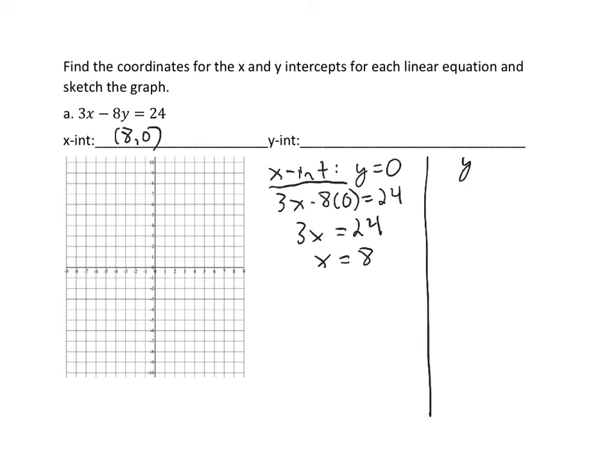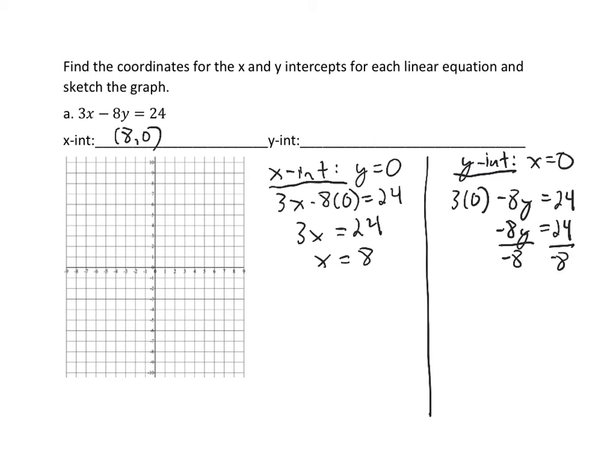Let's find the y-intercept now. The y-intercept occurs when x equals 0. So to get the y-intercept, this would be 3 times 0 minus 8y equals 24. Well, 3 times 0 is 0, so we get negative 8y equals 24. And if we divide by negative 8, y equals negative 3. That would be our y-intercept. Its coordinates are 0, negative 3.